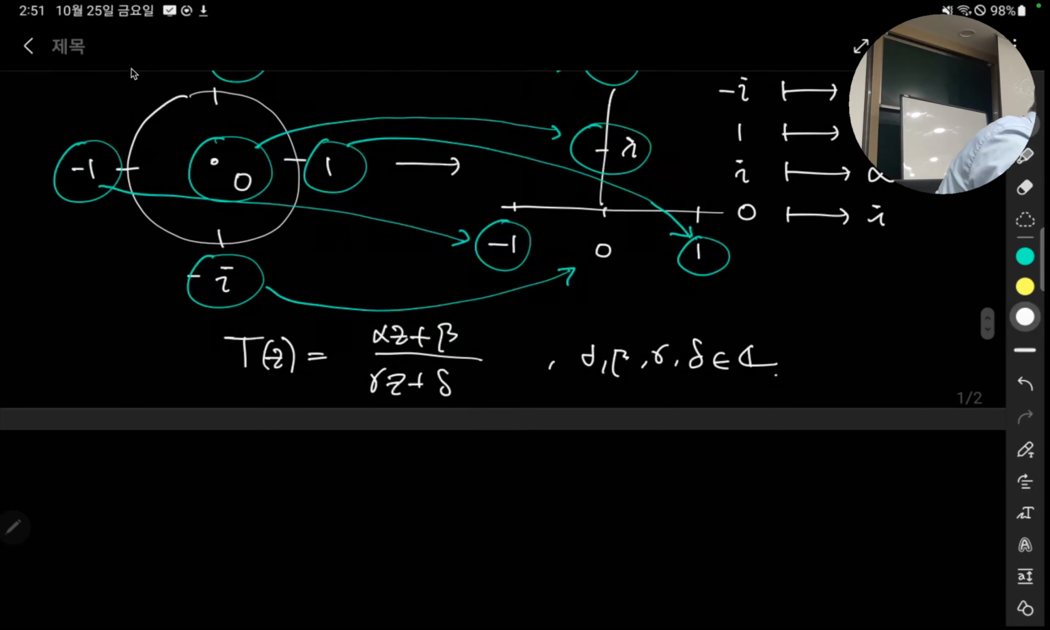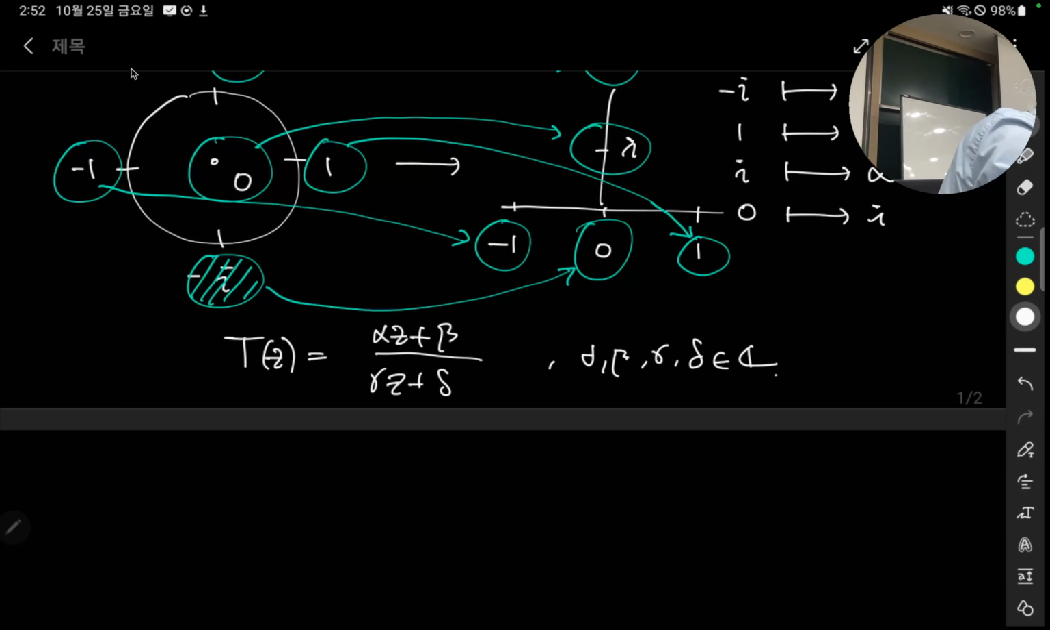So let's look at the number 0 on the disk. Sorry, let's think about i on the disk. It maps to 0. If minus i is mapped to 0, then in an equation like this, you must have 0 in the numerator, because the result must be 0 only when the numerator is 0.